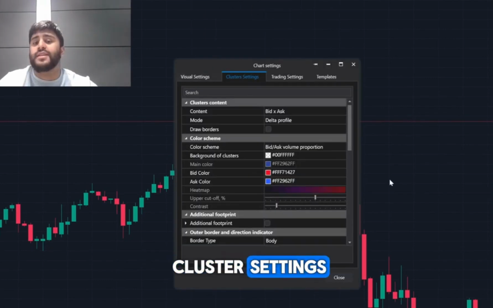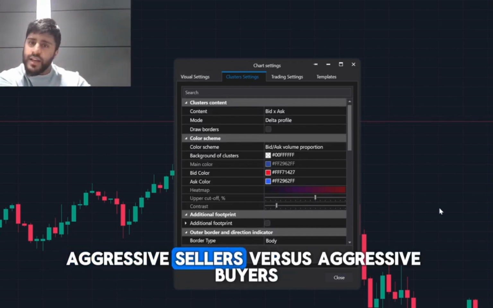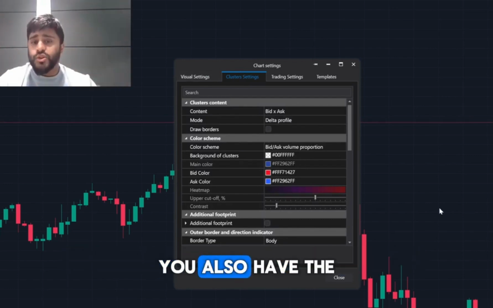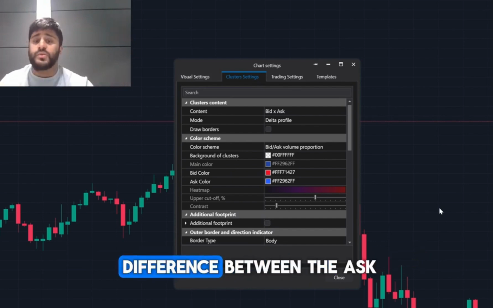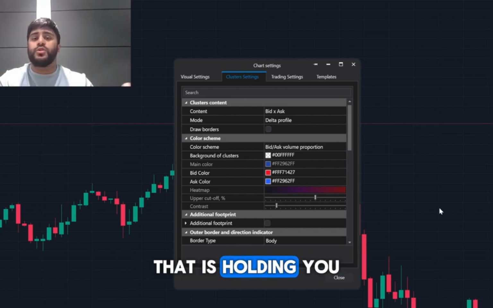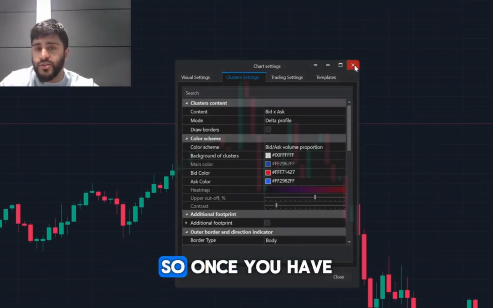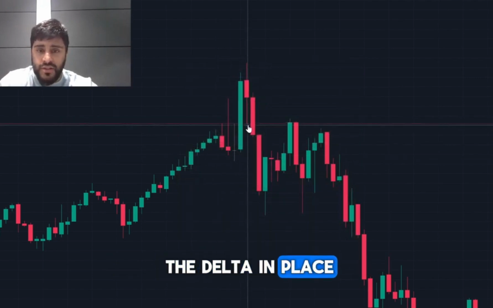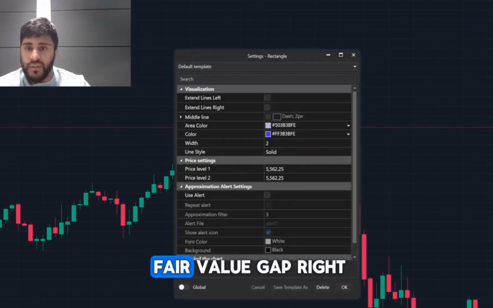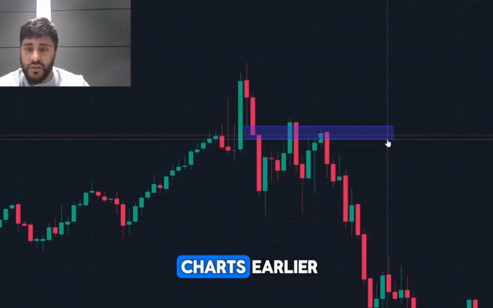Now we go to cluster settings, and on the cluster settings you have access to the bid and the ask, right? Aggressive sellers versus aggressive buyers. You also have the delta. Now the delta is the difference between the ask and the bid, right? And the delta is probably the one thing that is holding you back from trading ICT concepts or just any concepts properly, right? So once you have the delta in place, your job is to simply mark out the fair value gap, right? So the fair value gap is exactly the same as what you saw in the charts earlier.